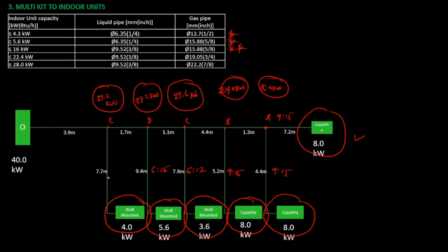For the indoor units connected to branch E, the capacity is 4.0 kilowatts, and 4.0 kilowatts is less than 4.3 kilowatts. So we're going to use this row again. So come here and write 6 and 12. And with that, we have successfully determined the pipe sizes between the multi-kits and the indoor units connected to them. So what we're going to do next is determine the pipe sizes between the multi-kits themselves.